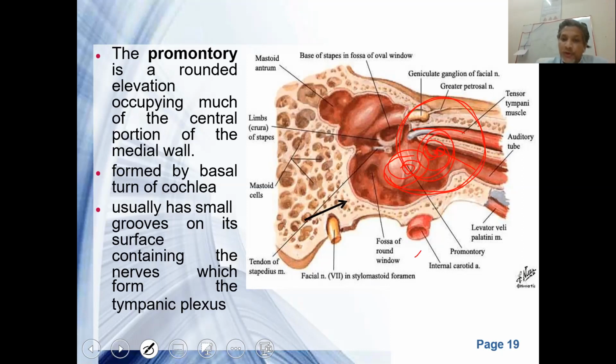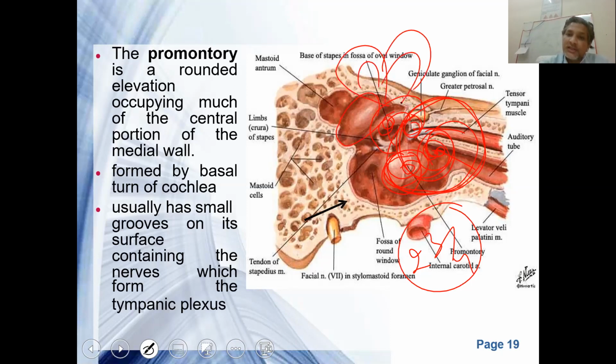Apical turn. Two and three-quarter turns of the cochlea are present. The outer one is called the basal turn, and this prominence is attributed to the basal turn of the cochlea. Then underneath this will be the vestibule. In the vestibule, you have the utricle and saccule, these two membranous cavities, and here will be the three semicircular canals.